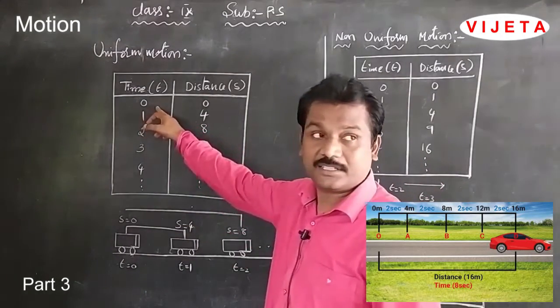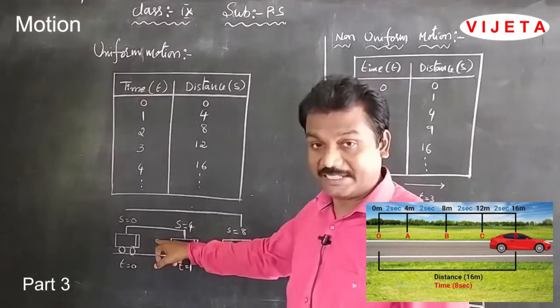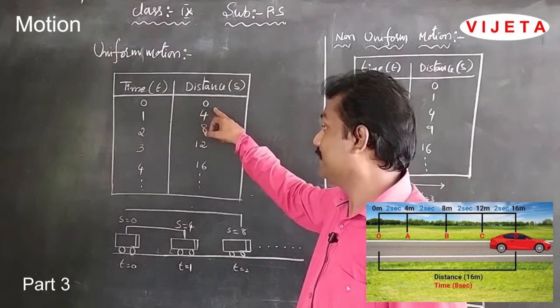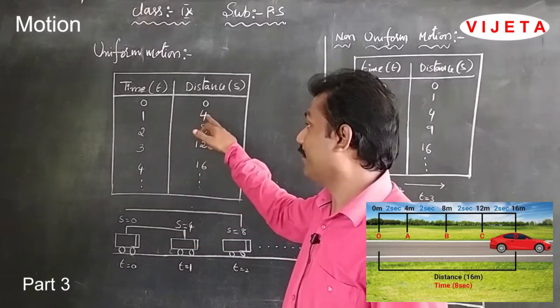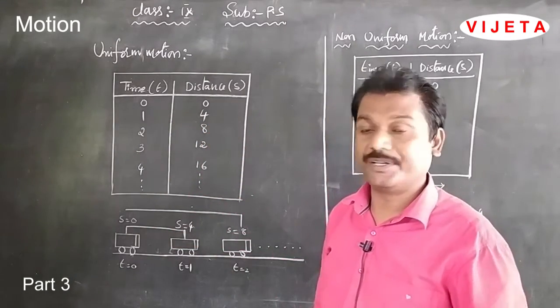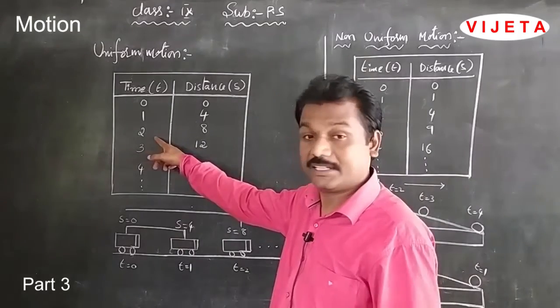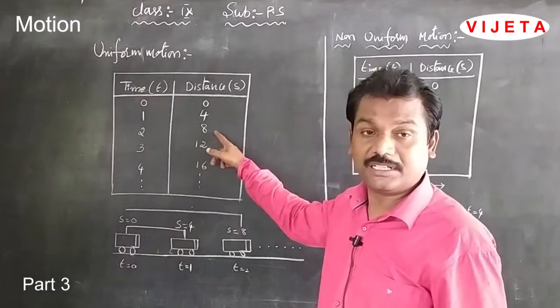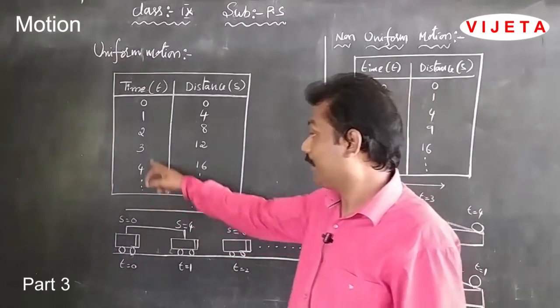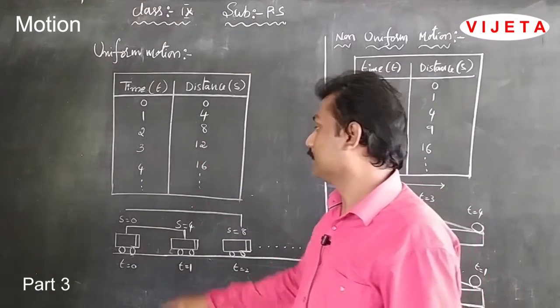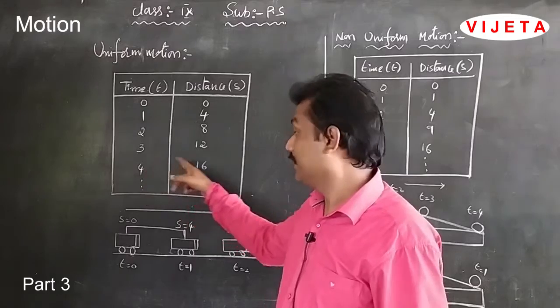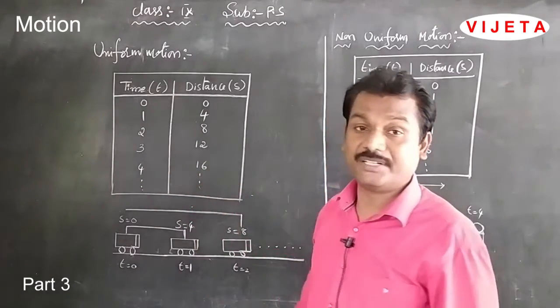At 0 seconds the vehicle has covered 0 meters. After 1 second the vehicle covered 4 meters. After 2 seconds the vehicle covered 8 meters. After 3 seconds the vehicle covered 12 meters. After 4 seconds the vehicle covered 16 meters.